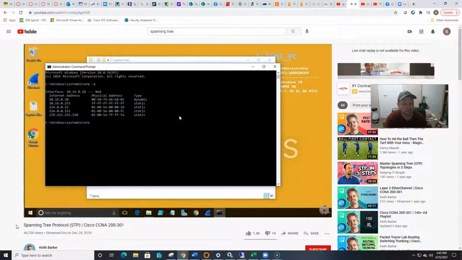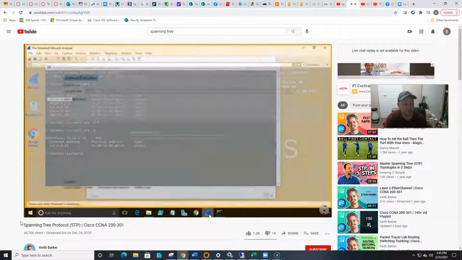That's ARP space -D space asterisk. And that's going to remove everything from Bob's local ARP cache. So if we do an ARP -A again, he now no longer knows about 10.16.0.30. And before we try to reach that device, let's go ahead and do a capture.